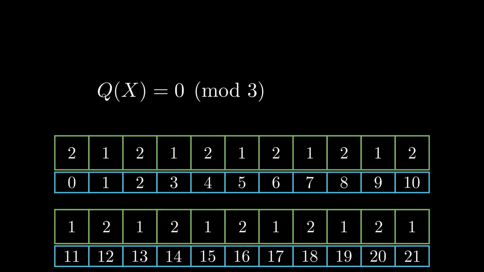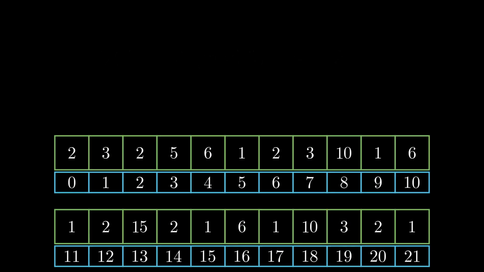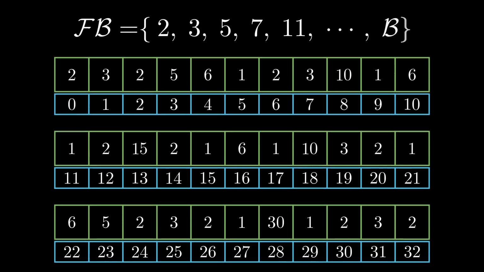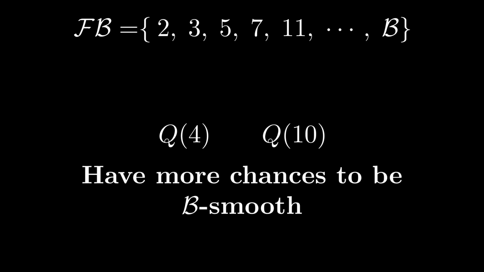We do the same for 3. If we have x equal to 1 as a solution, we multiply that column by 3, and so on. We keep doing this for all primes up to b, what we call the factor base. The values that have the largest divisor have more chance to be smooth. In this case, Q(4) and Q(10) have more chance to be smooth than others.